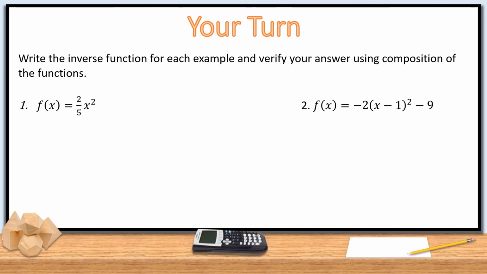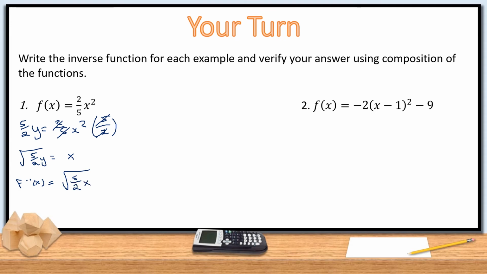All right, so first one, y equals 2/5 x squared. To get rid of 2/5, we multiply by 5 over 2 on both sides. So the 5s cancel, the 2s cancel. So we get 5 over 2 times y equals x squared. To get x on its own, we take the square root of both sides. So square root of (5 over 2 y) is equal to x. Switch x and y, and that's also our inverse function. So f inverse of x is going to be equal to square root of (5 over 2 x).